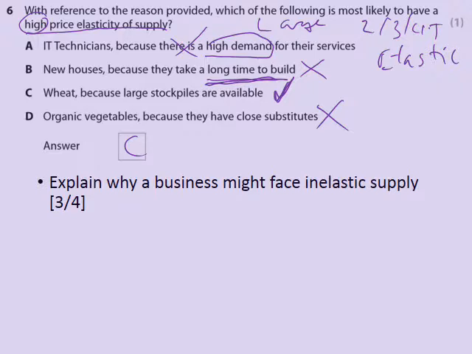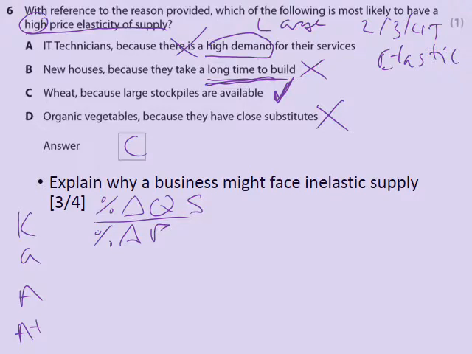The question then: explain why a business might face inelastic supply. Let's think along our K, A, A, and if you're A level, an additional A. So price elasticity of supply, most straightforward way is the formula, percentage change in quantity supplied over percentage change in price. So same as the definition for price elasticity of demand, we're just changing supply for demand. In terms of the application, the last question was talking about elastic supply, but this is talking about inelastic, and we have one example here of the inelastic supply.